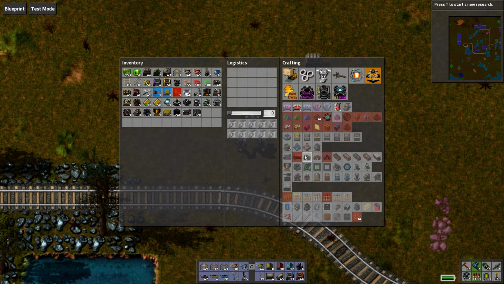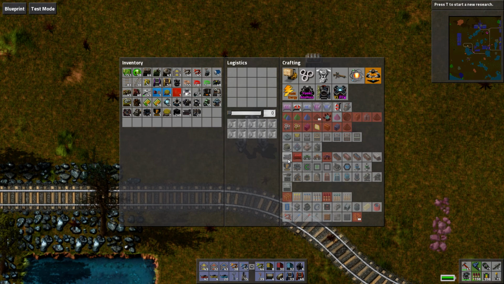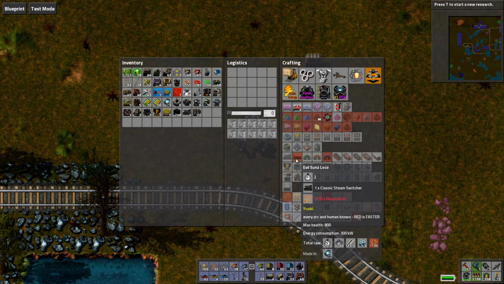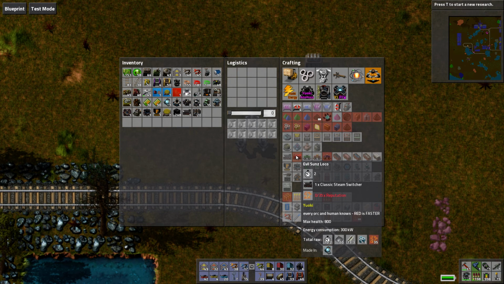If you have the resources, you can trade this classic steam switcher with 35 reputation. That's quite a bit of resource. You have to spend quite a bit of energy to get 35 reputation. Reputation is made in a building in Yuoki Industries, so we'll talk about that later. We can also make reputation by trading some items in the gate. But let's just assume you have 35 reputation, so you can trade it for an evil son's loco.